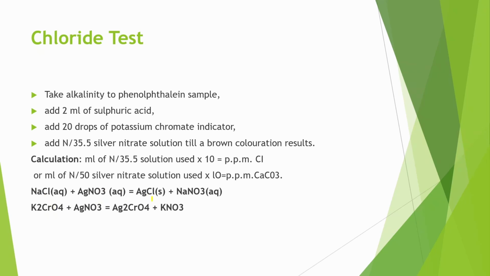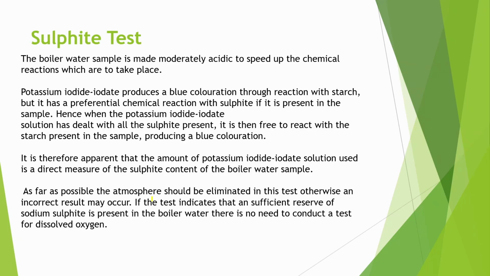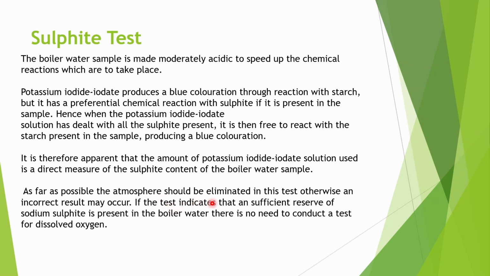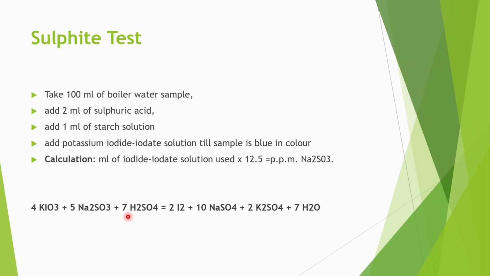NaCl plus AgNO3 gives us AgCl plus NaNO3. So I hope you understood this chlorine test. So after that comes the sulphite test. Here one thing we have to remember, that if we have sufficient reserve of sodium sulphite in the boiler water, there is no need to conduct the test for dissolved oxygen. So we will see the reaction.